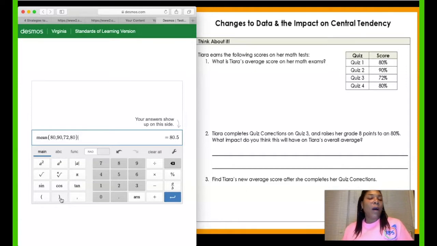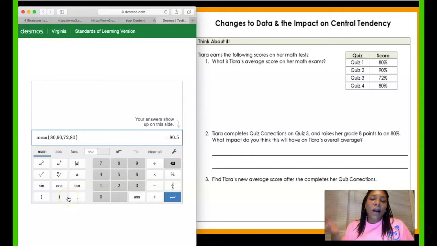So the second problem says Tiara completes quiz corrections. Yes, she has a wonderful teacher who allows her to do some quiz corrections, and it raised her score 8 points. That was based on quiz 3, so she went from a 72 to an 80. What impact do you think this will have on her overall average? Now, take about 30 seconds. You pause the video, jot down 2 or 3 things about what impact you think that would have on her average, and then come back with us and we're going to discuss it.